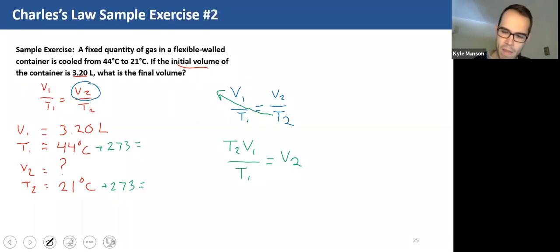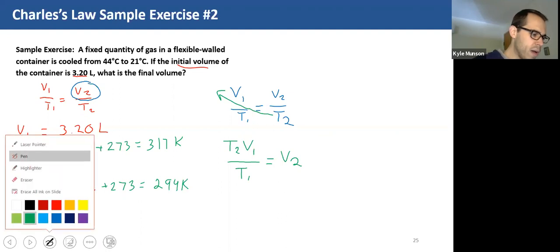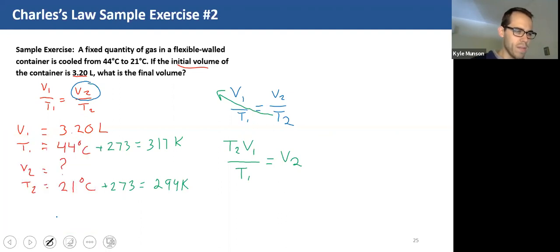Okay. And for T1, I get 317 Kelvin. And for T2, I get 294 Kelvin. Okay. So now I'm ready to put all this in my equation. So T2 is going to be 294 Kelvin. If you don't convert to Kelvin, you're going to get the wrong answer. Okay, so always remember that.